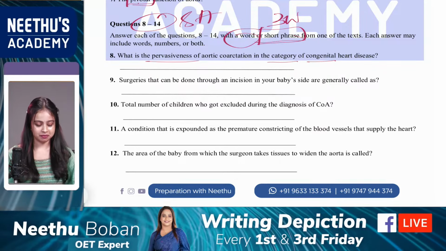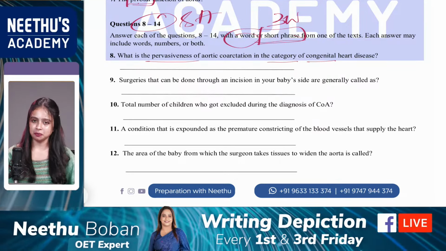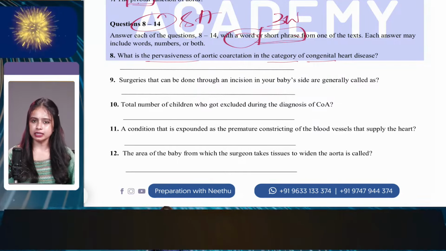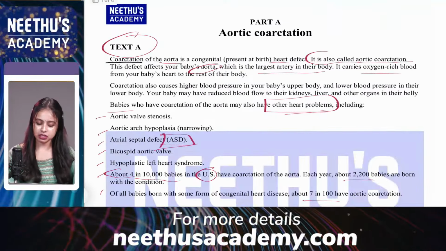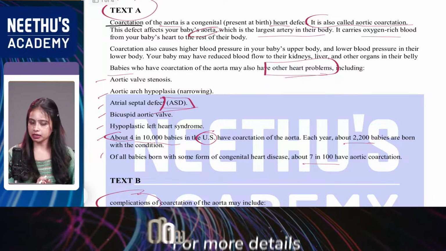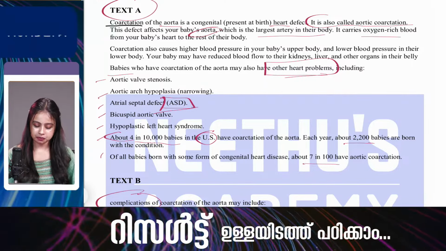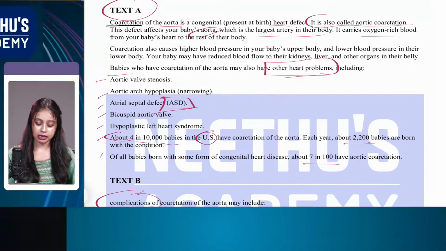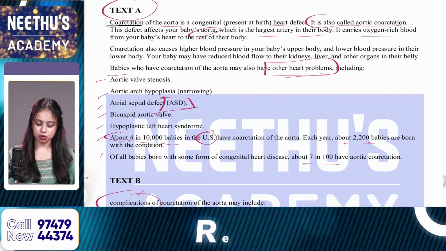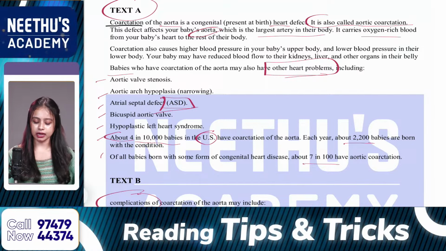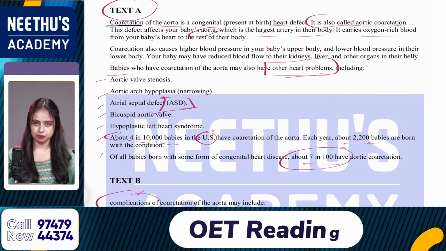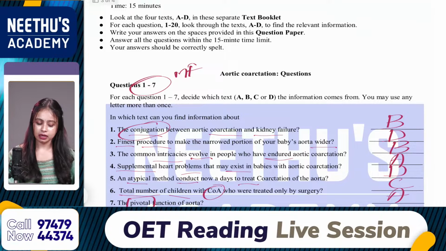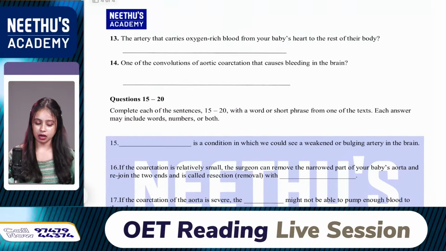Okay, Gina, very good dear, 7 out of 7. Eighth one, any guess? The prevalence is mentioned in text A, where we have already marked it. So what is the prevalence in congenital babies? For congenital heart disease, that is about 7 in 100. So the answer should be about 7 in 100.